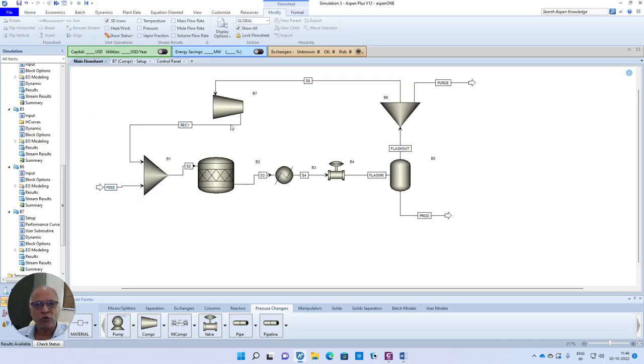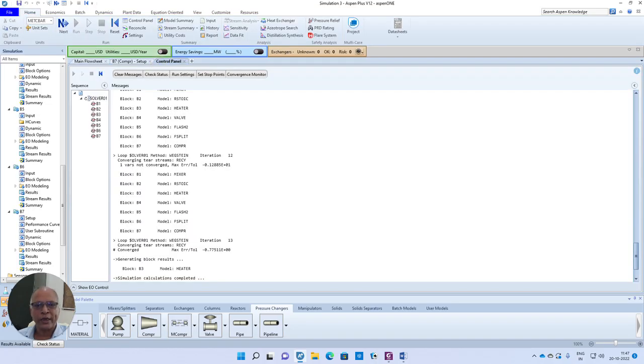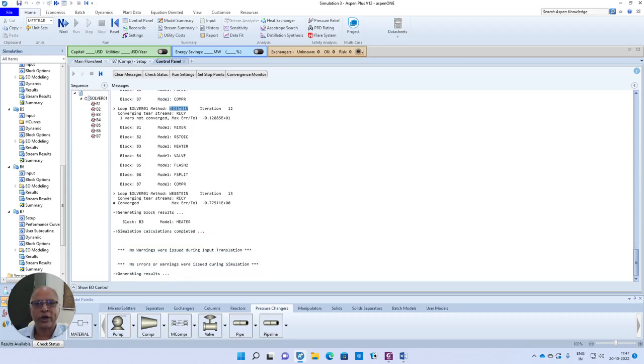Now, if the previous values of the recycle are replaced by the latest values of the recycle, we call this process successive substitution. Unfortunately, successive substitution is slow in rate of convergence. So there is a convergence promotion technique. If you want some details, you can go into the literature and see how it improves the rate of convergence. So we got our results.